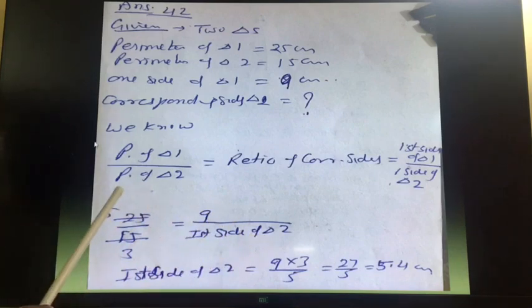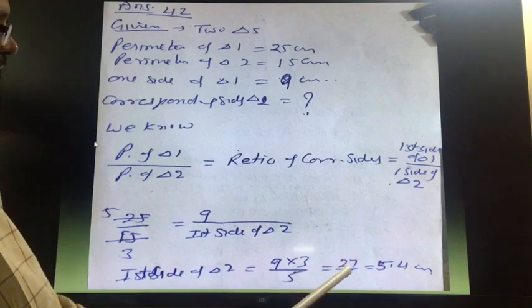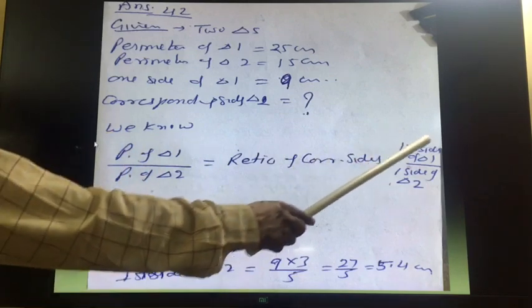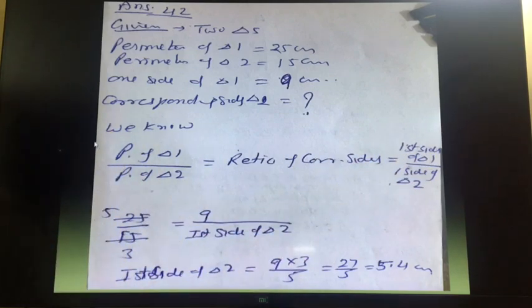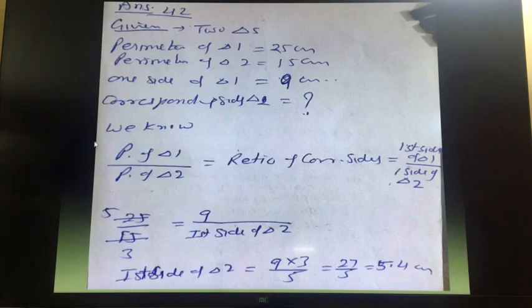So cross multiply. We will get the first side of the second triangle equal to 9 into 3 upon 5. So 27 upon 5, this will be equal to 5.4 centimeter. Right? So in this case, you have to learn this formula, and this type of question is in your NCERT textbook exercise. When you try, at that time you can learn this formula. Actually, this is the result of one question.